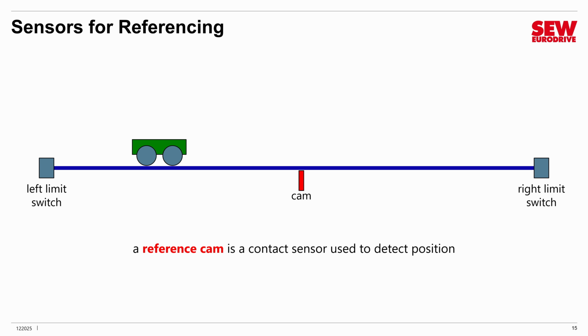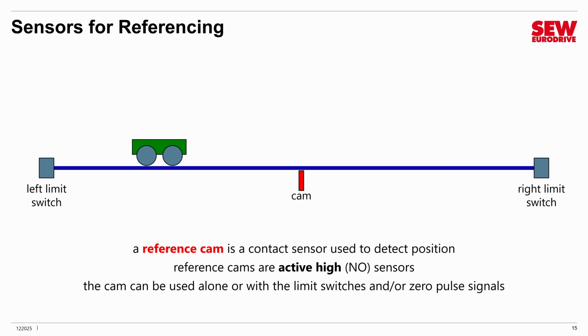A very popular way of referencing is to use something called a reference cam. This is a contact sensor, and it's placed somewhere within the travel space. In this example, it's in the middle. A reference cam is active high or normally open, unlike limit switches, which are just the opposite. So when you tap it, it will go high. You can use the cam by itself. You can use it with limit switches and/or zero pulse signals.